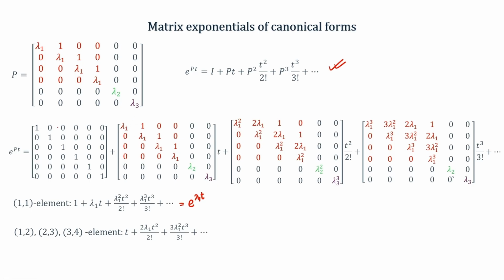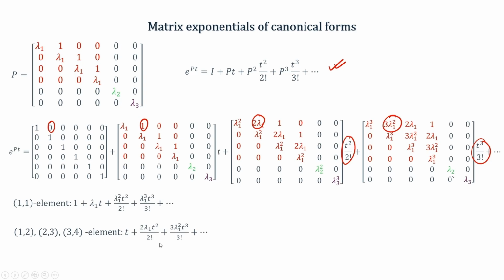So the 1 2 element here will look something like this. You will add 1 into t, so t, then 2 lambda 1 into t square by 2. So this is what it will be. Then 3 lambda 1 square t cube by 3. So this is what it will be. So you can add these things up.